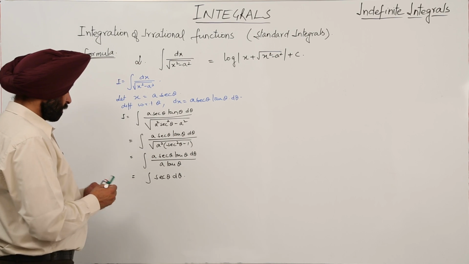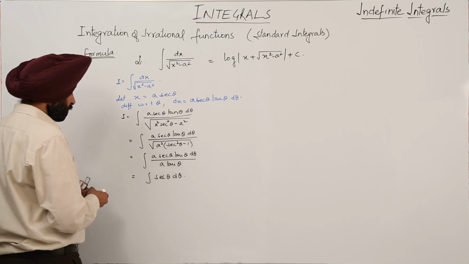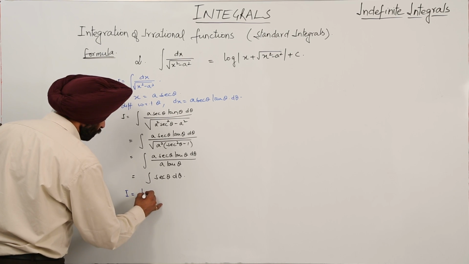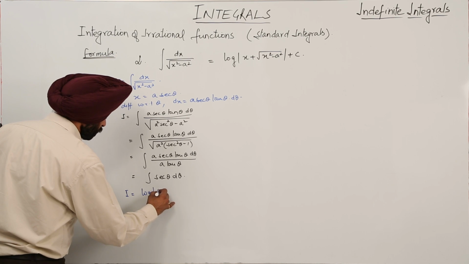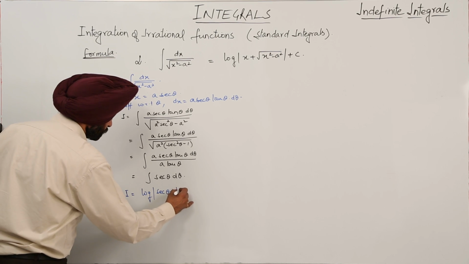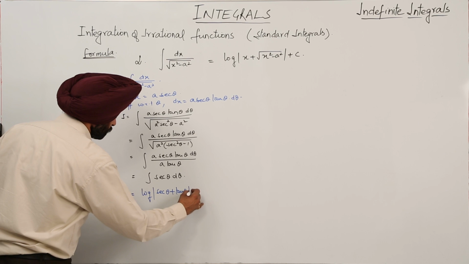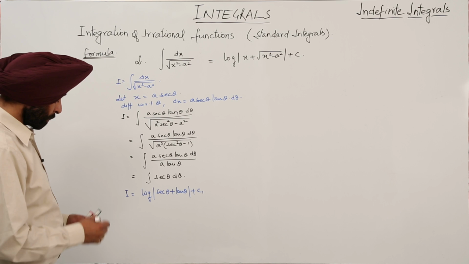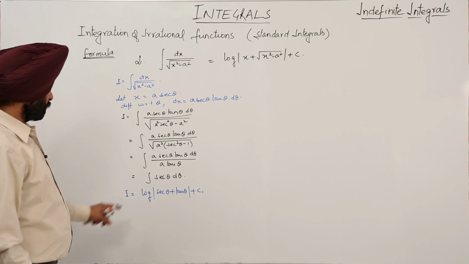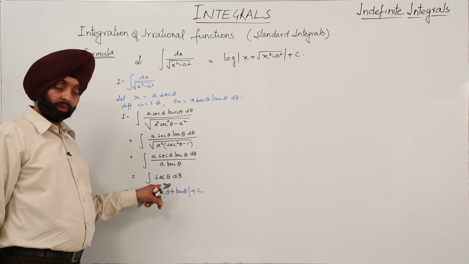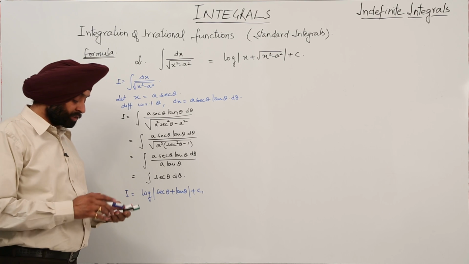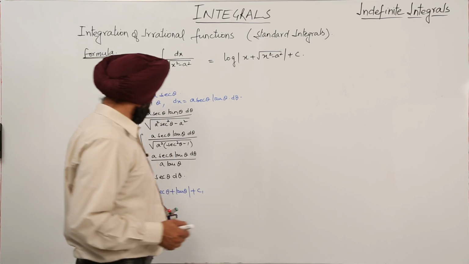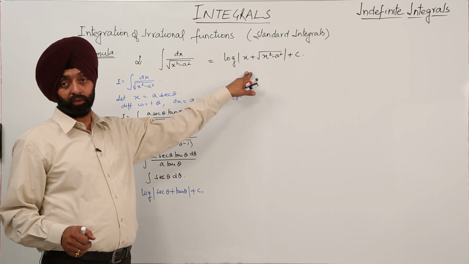One thing. Now the integration of secant theta d theta is log mod of secant theta plus tan theta plus C1. Okay, let it be C1. The integration of secant theta is log secant theta plus tan theta plus C1. Now we have to reduce the question in this format, isn't it?